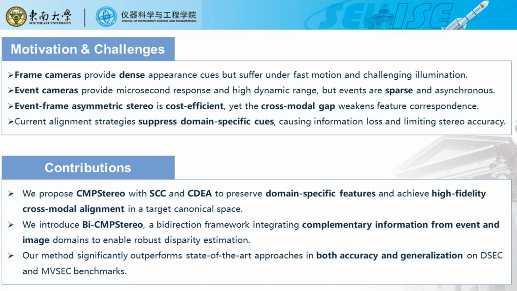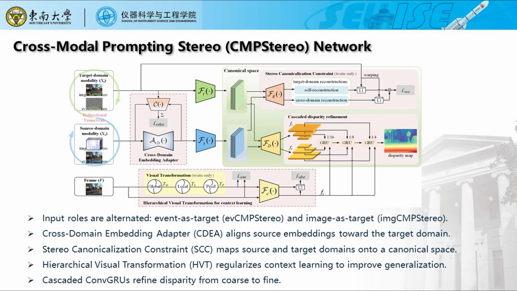This allows the two modalities to enhance each other instead of forcing them into a single homogeneous representation. Finally, extensive experiments on the DSEC and MVSEC benchmarks show that our method significantly outperforms state-of-the-art approaches in terms of both accuracy and generalization. Now let me introduce the overall architecture of our proposed cross-modal prompting stereo network, or CIMP stereo.